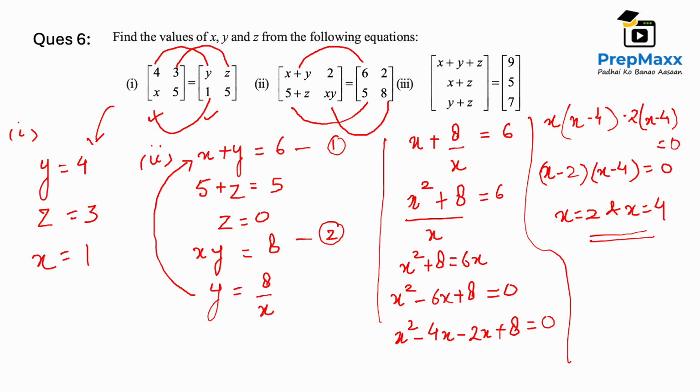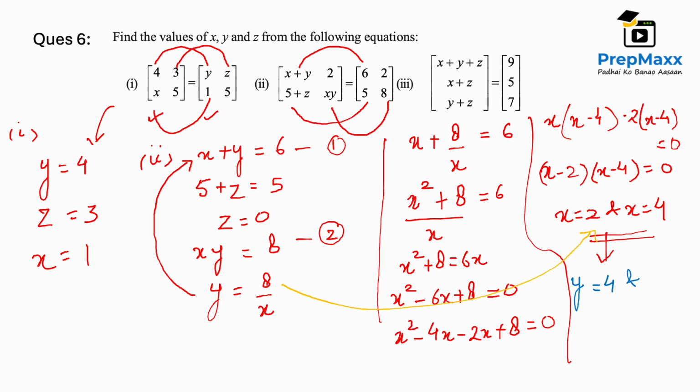So we have two different values of x, and corresponding to that we will have two different values of y as well. Why? Because y is dependent on x, right? So what are the different values of y we are going to have? So when x is 2, y is going to be 8 over 2, which is 4.